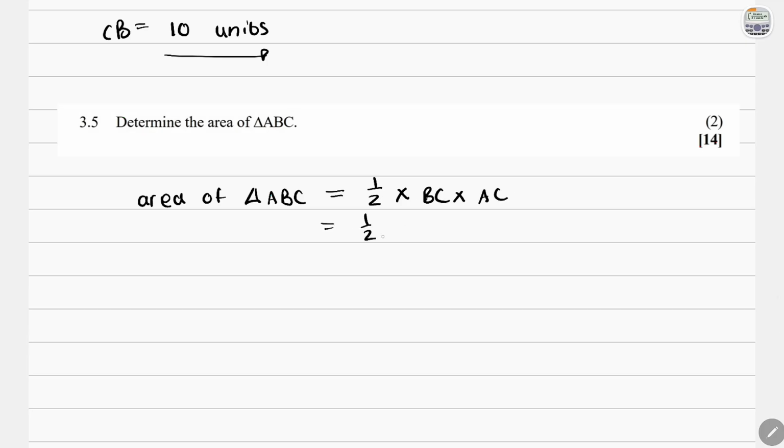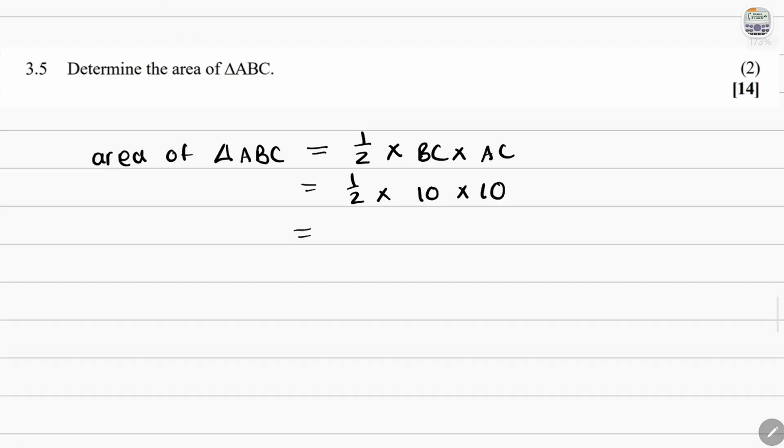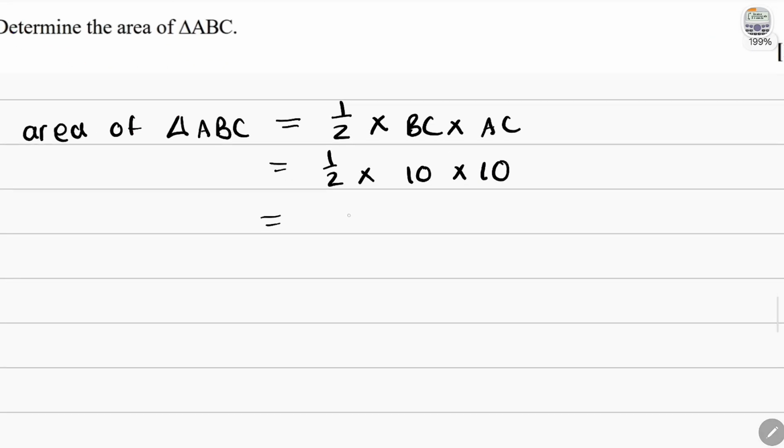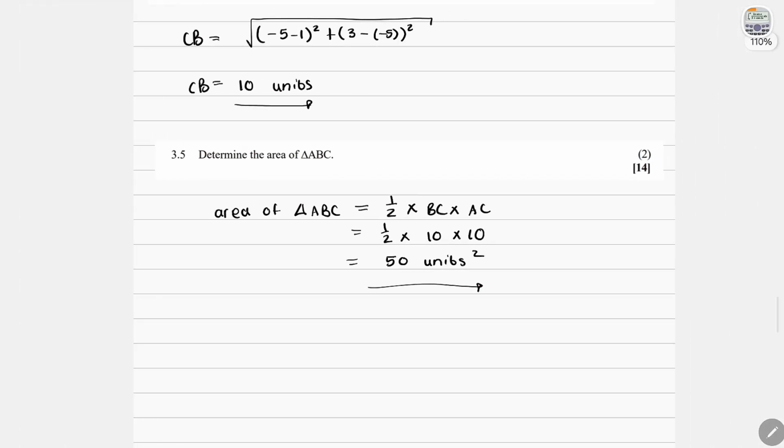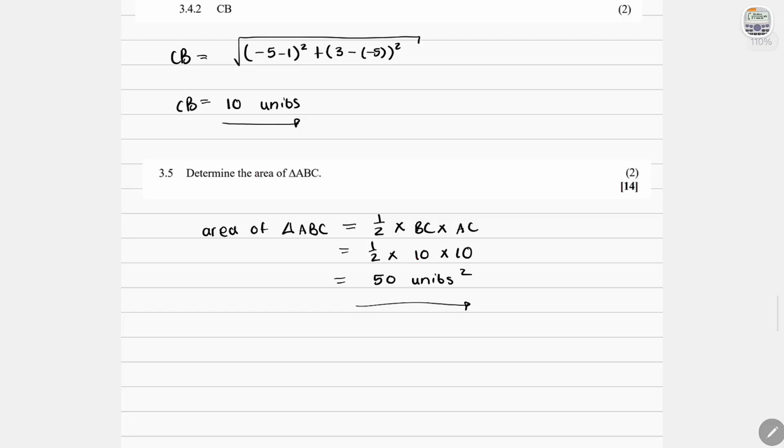So it's a half times 10 times 10. 10 times 10 is 100 times a half. Half of 100 is 50. So this is 50 units squared, or 50 square units. And that is our answer. And that is it for question 3.